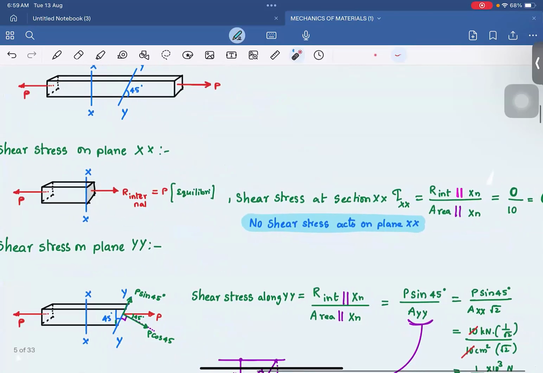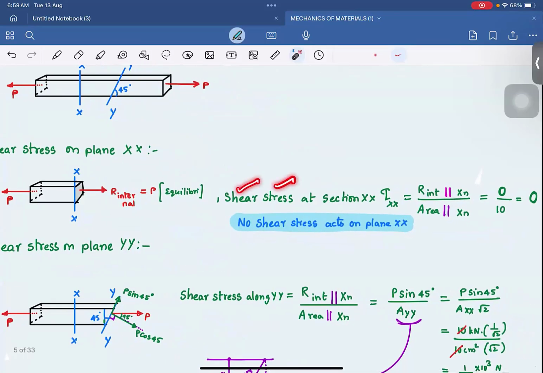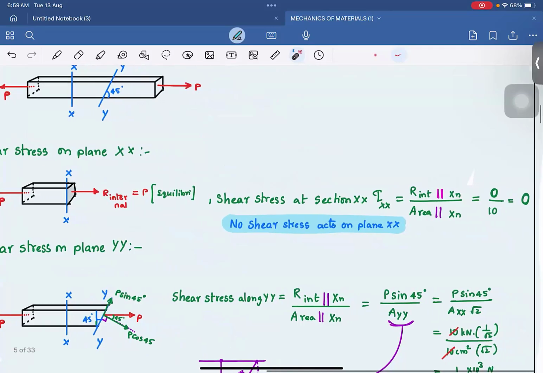But my aim is to find the shear stress. Shear stress is the resisting force parallel to the cross section divided by the area parallel to the cross section. But here, the resisting force parallel to the cross section is 0. There is no resisting force acting here to maintain this equilibrium. So 0 by 10. Hence, shear stress at this section is 0.